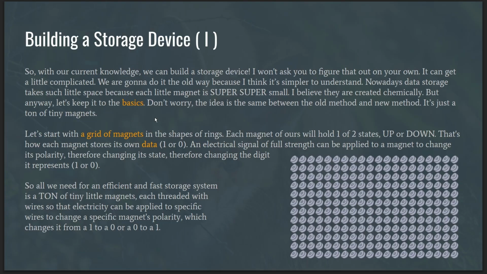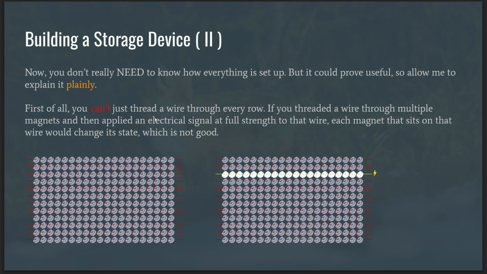So all we need for an efficient and fast storage system is a ton of tiny magnets, each threaded with wires so that electricity can be applied to specific wires to change the magnet's polarity. Change it from a 0 to 1, or a 1 to a 0, either way. Now, you don't really need to know how everything's set up, but it could prove useful. So, allow me to explain it plainly.